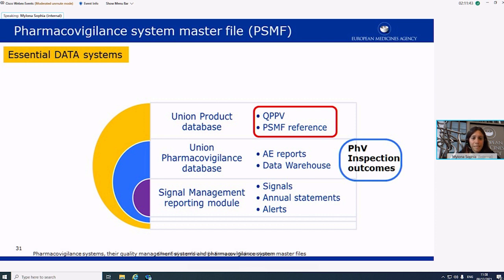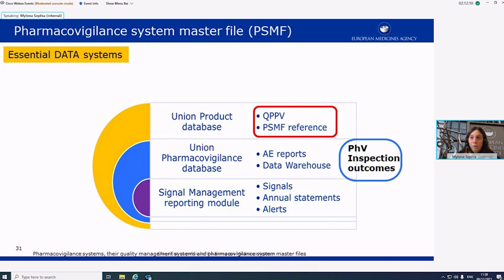This is just a quick glance. I'm sure you saw this slide in other webinars. It's just to show you where the information in the database that concerns us will sit. So we will have the QPV, PSMF reference and location. And we did mention previously the pharmacovigilance inspection outcomes.